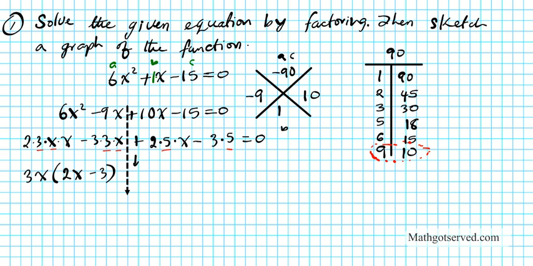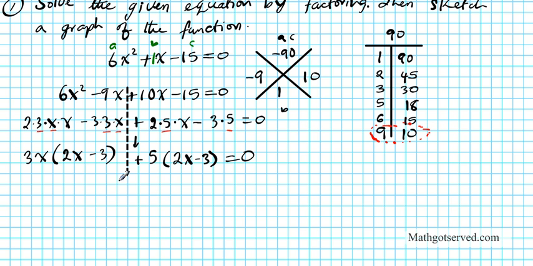Bring down that sign, plus 5 times 2x minus 3 equals 0. This is where we freeze and check. You see these two quantities are identical, so our work is correct so far.